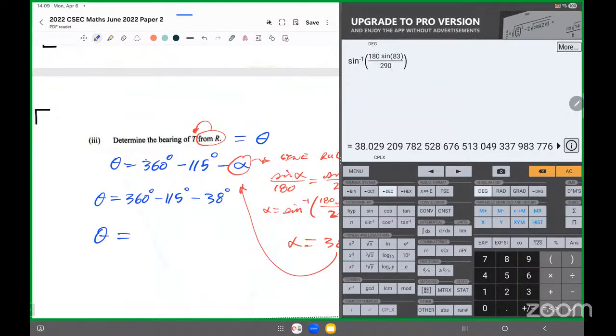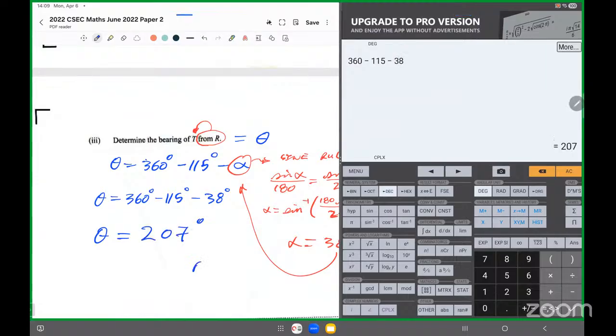So theta becomes 360 degrees minus 115 degrees and minus 38 degrees. Whatever that works out to is your bearing. So it's 360 minus 115 minus 38. That's 207 degrees, and that is the answer.